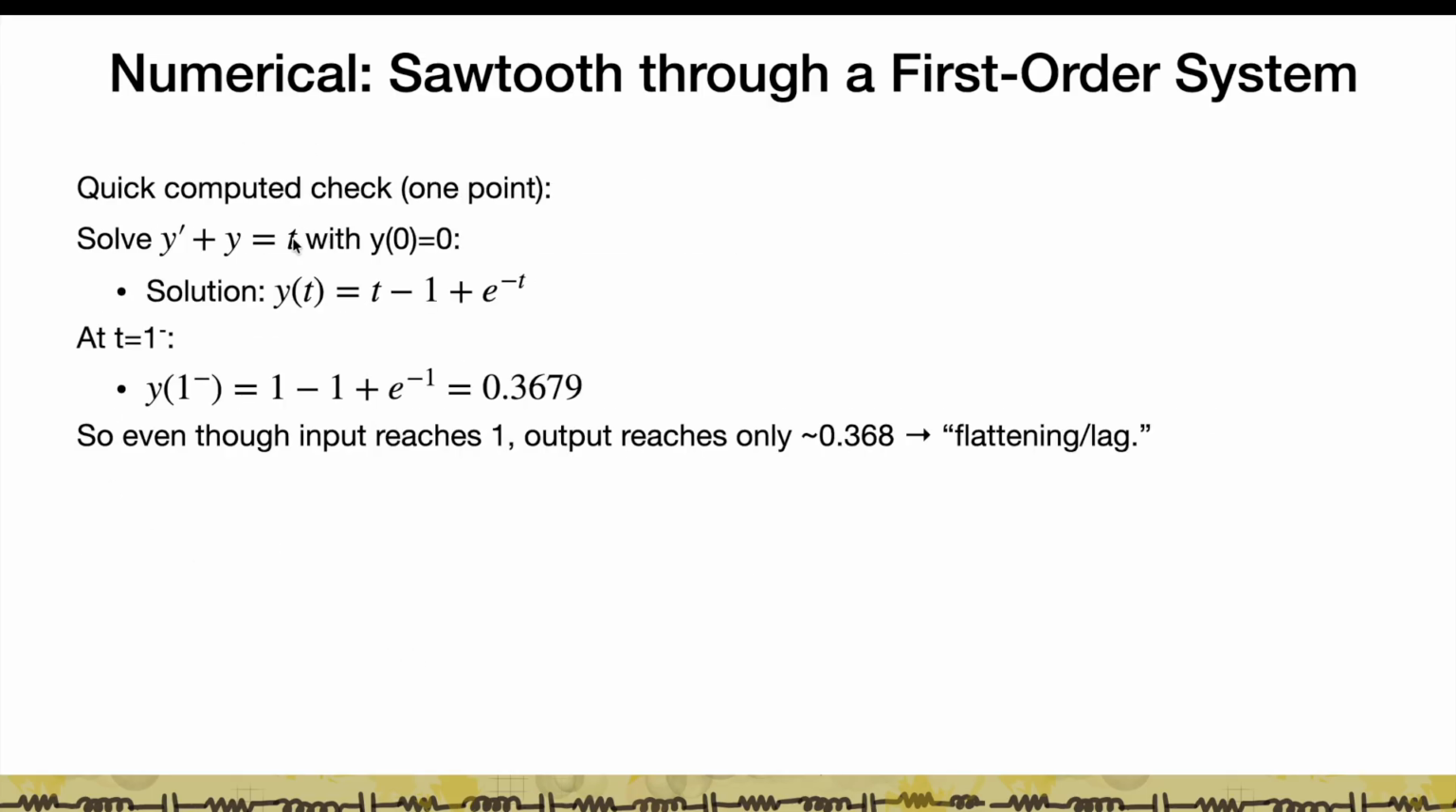So when you solve the differential equation, you get the solution of y of t as t minus 1 plus e power minus t. And at t equal to 1, y of 1 is 0.3679. So even though the input reaches 1, the output is reaching only 0.368. So there is a flattening or lag at the output, right? This is what I meant when I said that the output is not able to follow the input faithfully. It is flattening. While the input rises from 0 to 1, the output is only rising till 0.368.